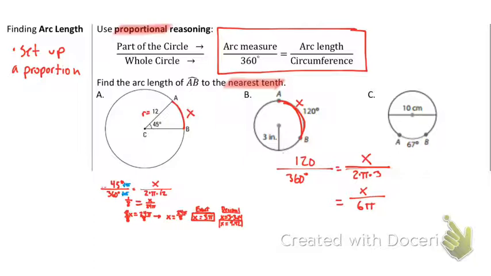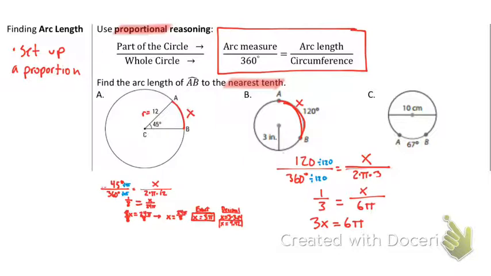So we actually can reduce by 120. 120 can divide both the top and bottom. So let's reduce by 120, and then we get our reduced fraction of 1 over 3. Now we have this simple proportion, so we're going to cross multiply. So I do the x's first, so x and 3, or 3 times x, that gives me 3x, and then we're going to do 1 times 6 pi, that's going to give me equal to 6 pi.